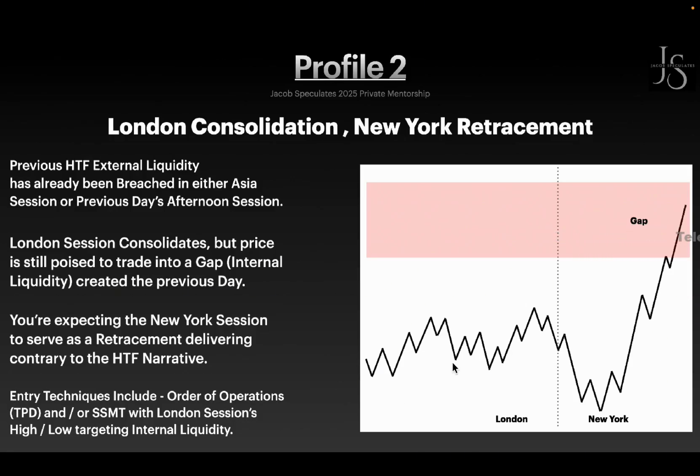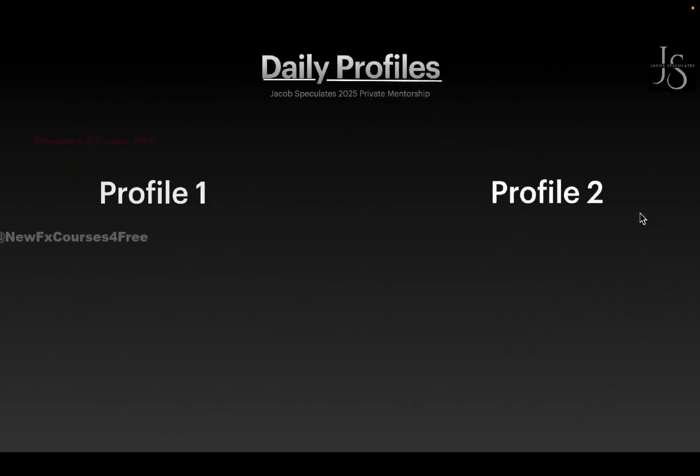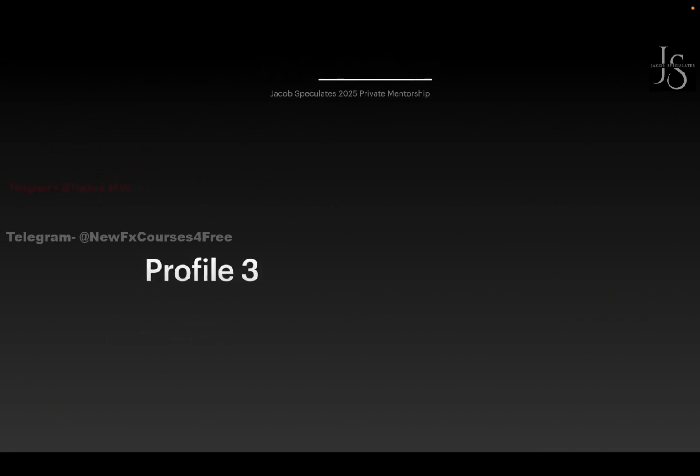So if London session consolidates and has yet to tag back inside of that gap, we are using that gap as a target. When the New York session opens up, we would look for a cracking correlation under London's low and or a TPD right here, or both of them in tune with one another, and then we would view this as a retracement contrary to the higher time frame narrative, targeting internal liquidity being the gap. And now for profile 3.